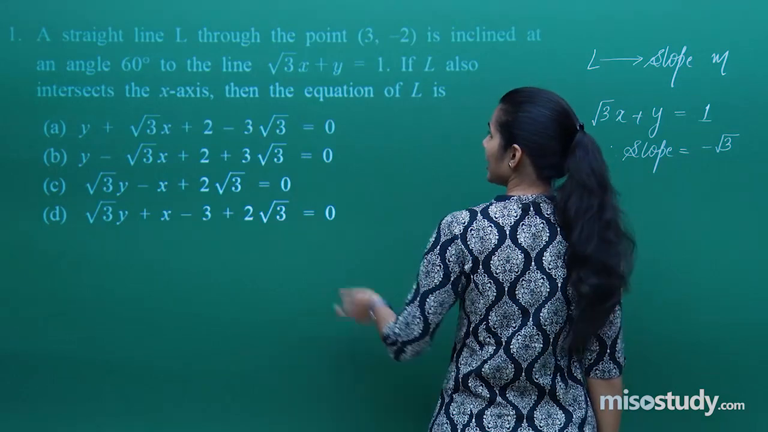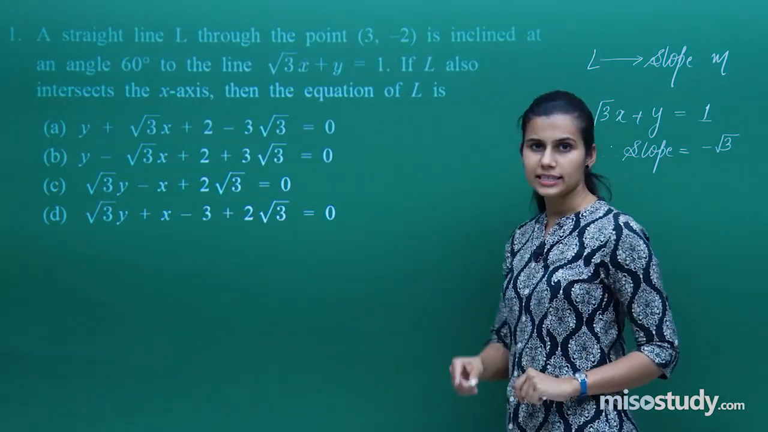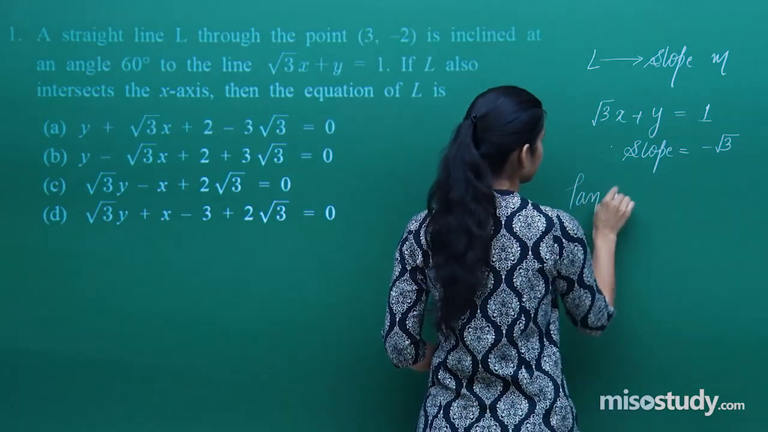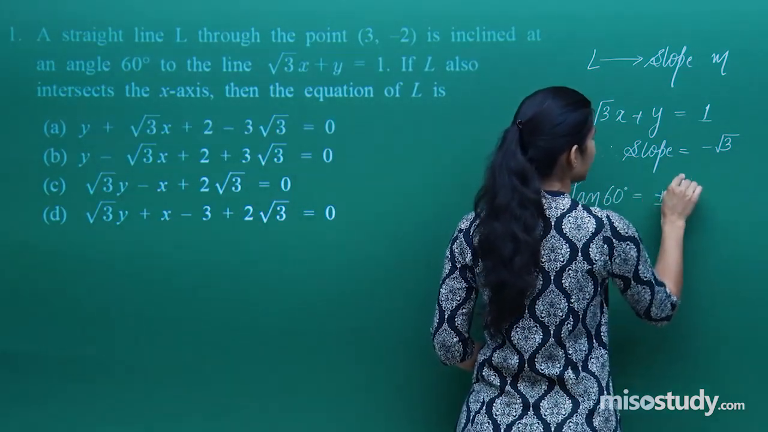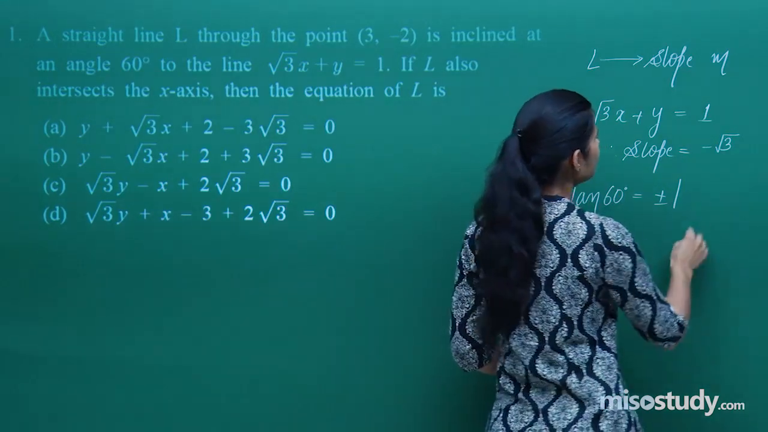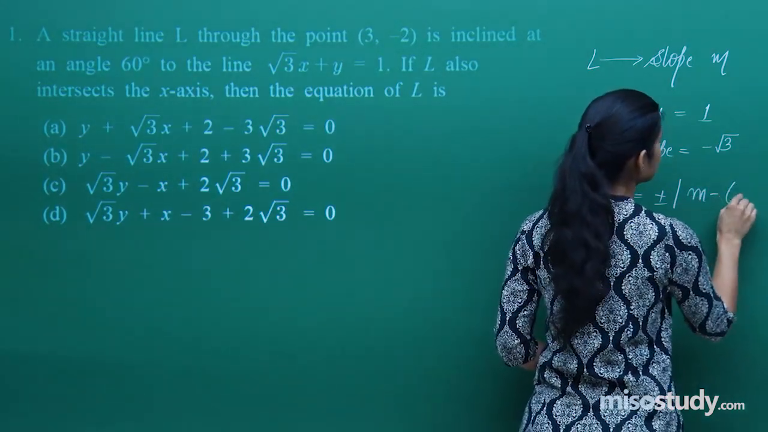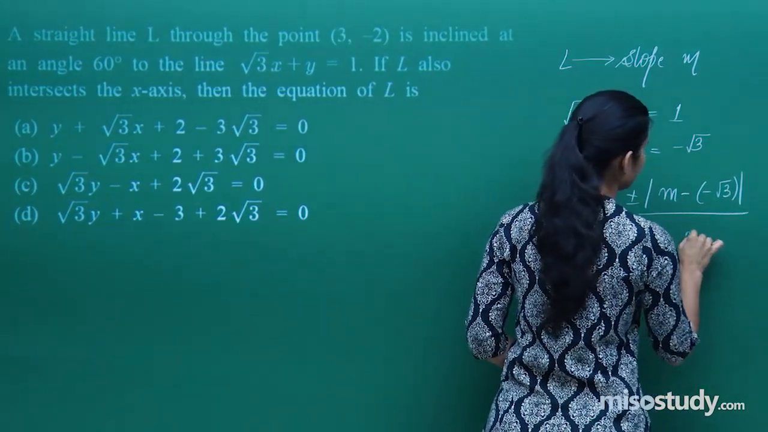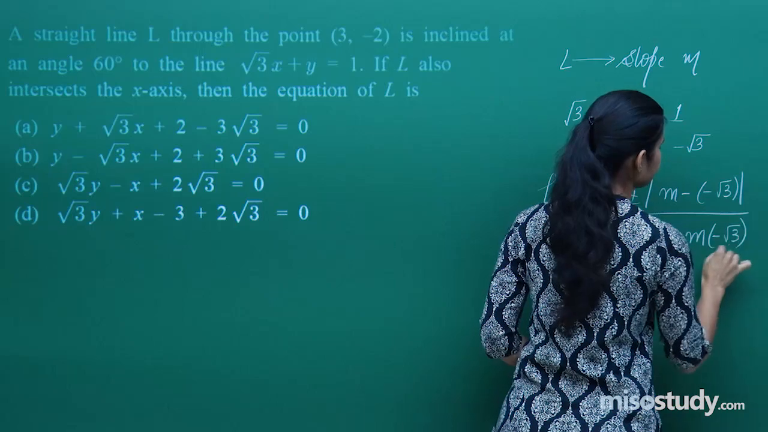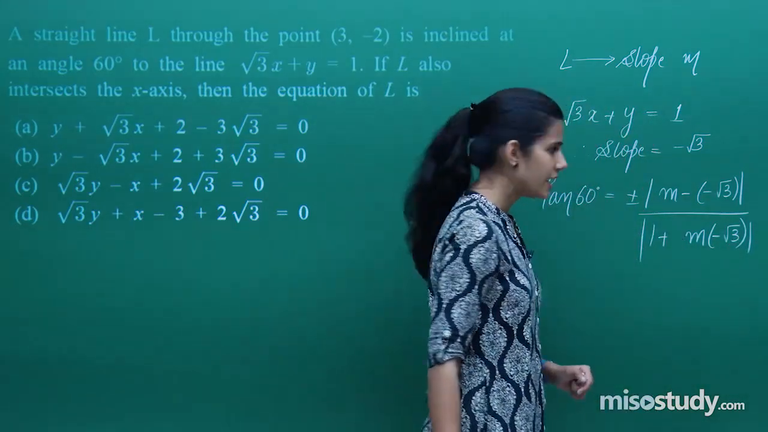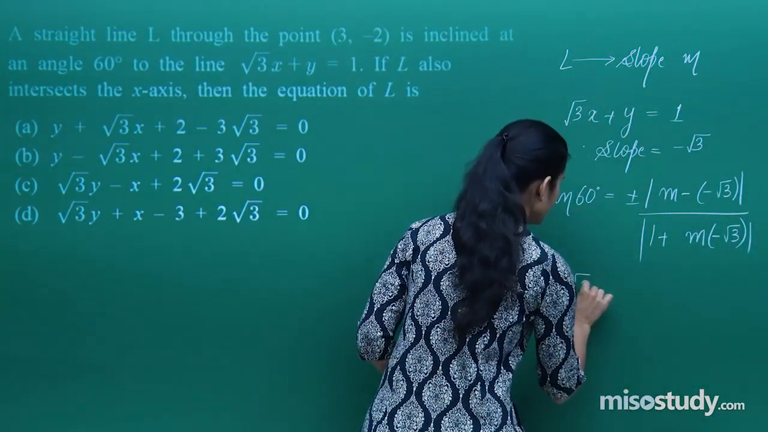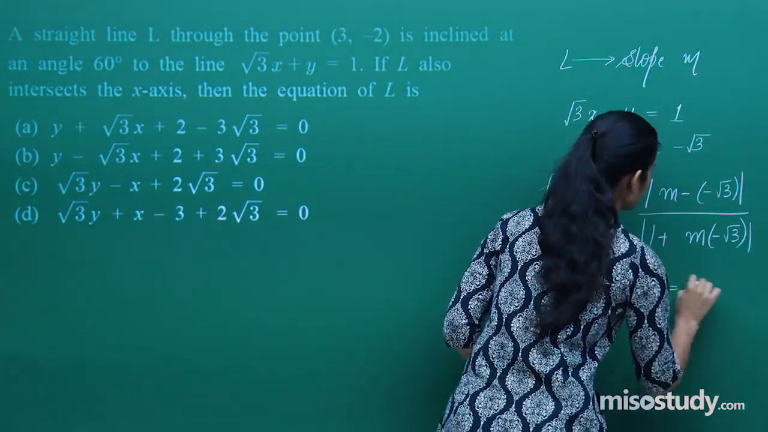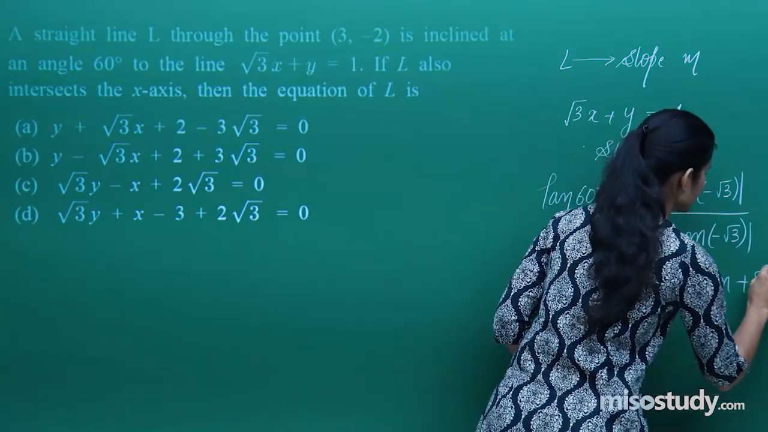Now, if they are inclined at an angle of 60 degrees, that means both these lines are making an angle of 60 degrees with each other. So, I know that tan 60 is plus minus mod of (m1 minus m2) upon (1 plus m1 m2). So, you can write it as (m minus root 3) upon (1 plus m into minus root 3). Right? So, this gives you what? This is root 3 into (1 minus root 3 m) equals plus minus (m plus root 3).